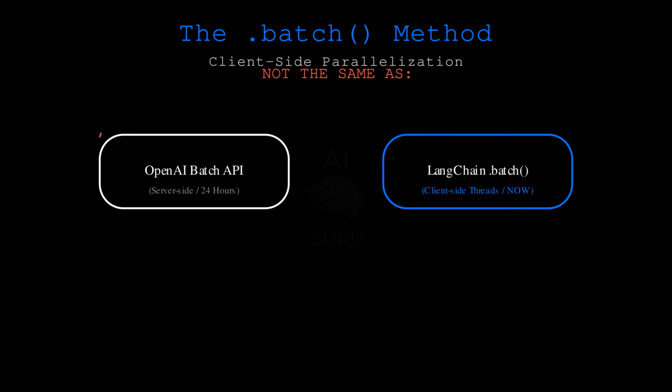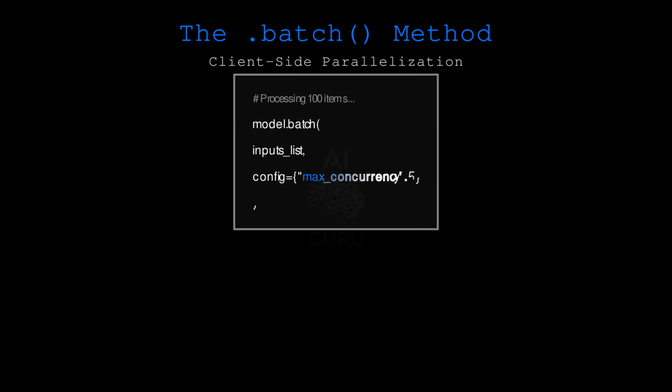Okay, so here's the misconception. Is this the same as that batch API on the OpenAI pricing page? No. And thank you for asking that. That is the trap. The OpenAI batch API is for uploading a massive file and getting results 24 hours later for half the price. That's server side. LangChain's model.batch is usually client-side parallelization. It's just using threads on your own computer to send a bunch of requests to the normal real-time API. So it's about getting speed right now and not about saving money overnight.